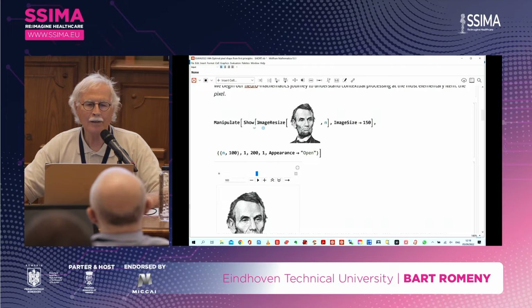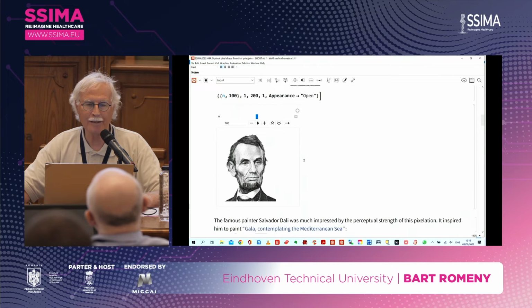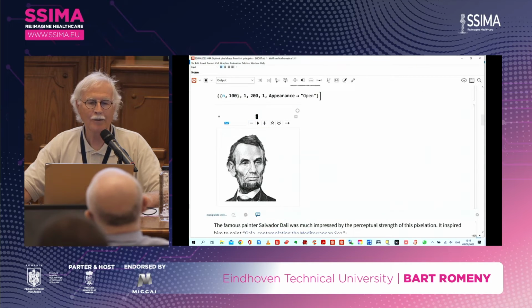And I do now an image resize, so I make this image less pixels. I do this manipulate function, and I change n, and n goes from 1 to 200 pixels. And I start with 100 pixels. So this is Lincoln with 100 pixels. You see 100 here. Now I make image Lincoln more pixels, and you actually see no change.